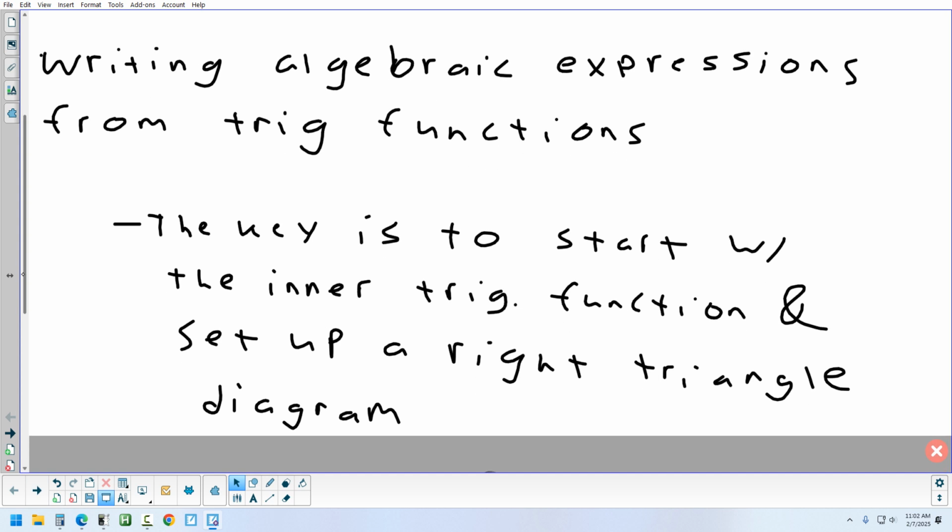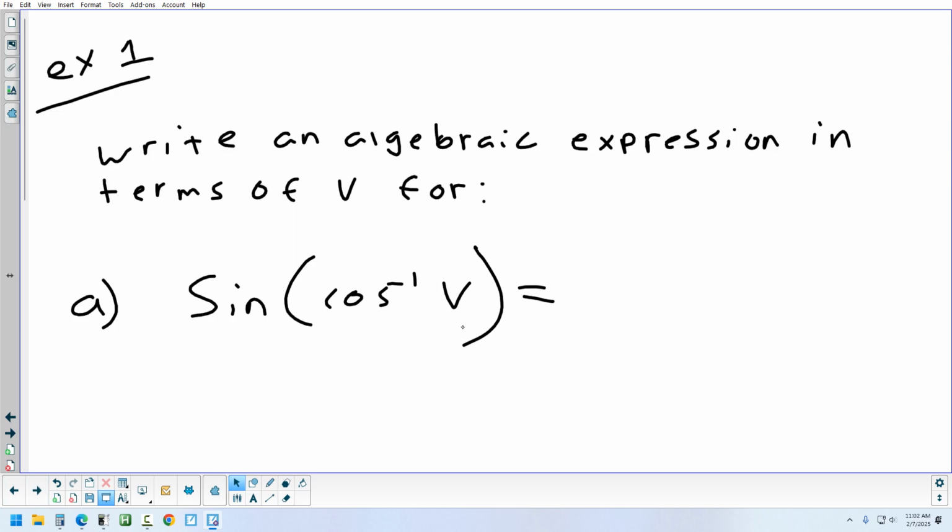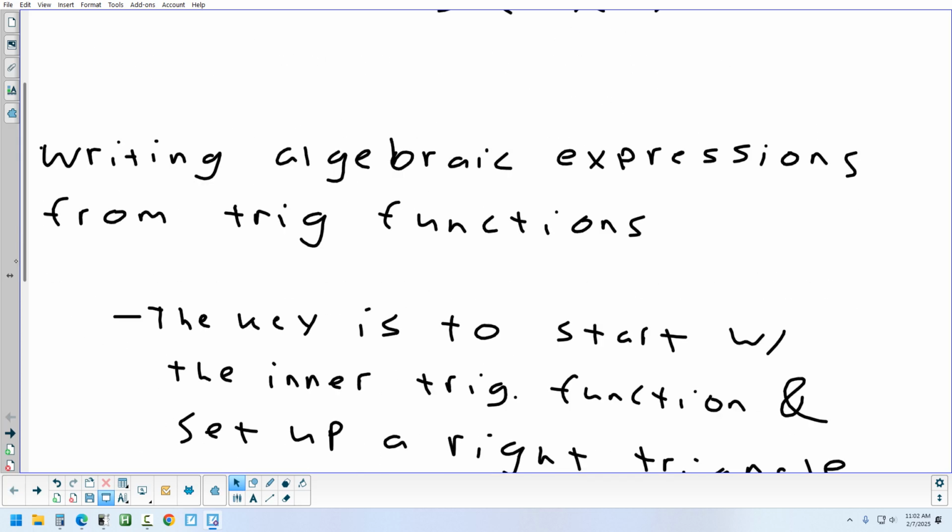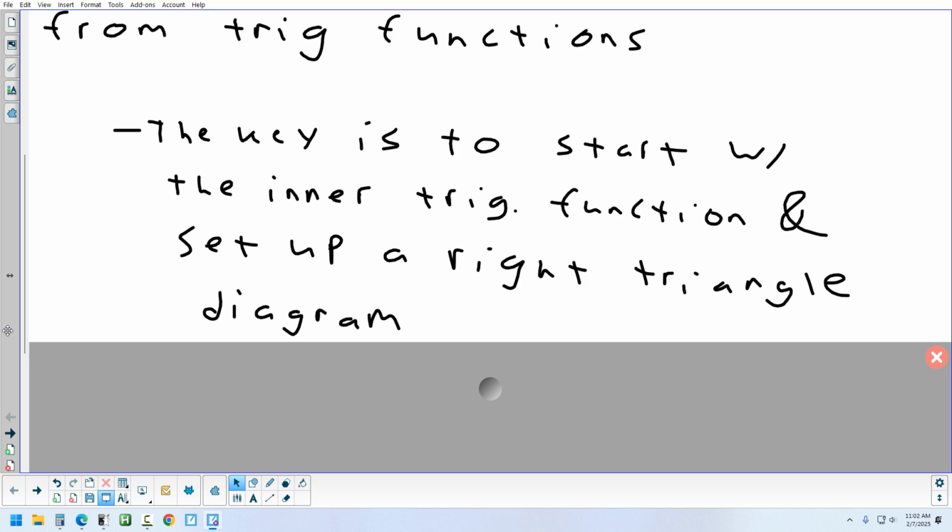So the way we're going to be given these problems is there's going to be two trig functions. I'm going to have an inner, and then I'm going to have an outer trig function. When I say the inner trig function, I'm talking about the one inside the parentheses. The outer is the one that's in front. Okay, so the key is to start with the inner trig function. And what you want to do is somehow draw a diagram for that inner trig function. Okay, so we'll look at the inner trig function, think about what it means, and then draw what it means as a picture.